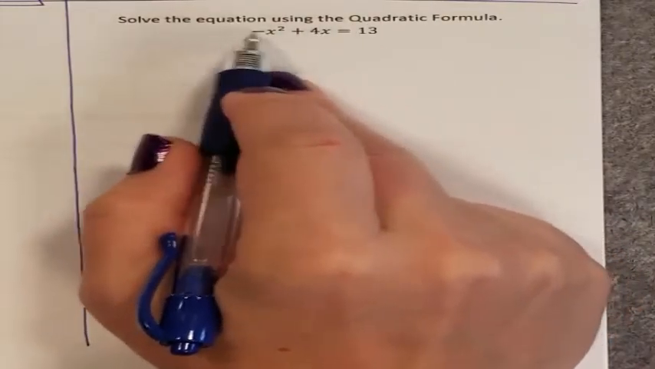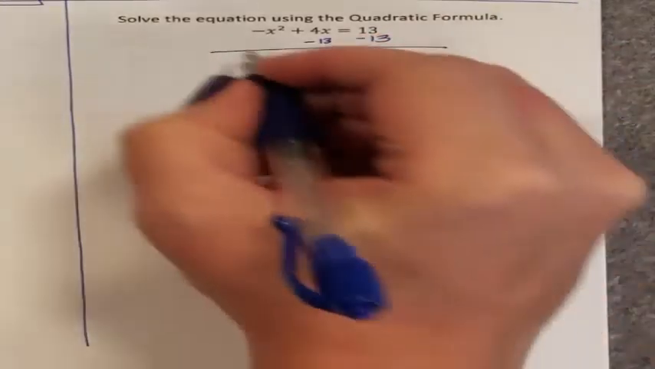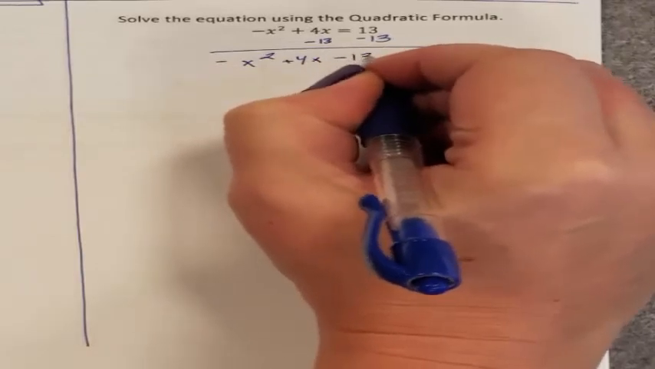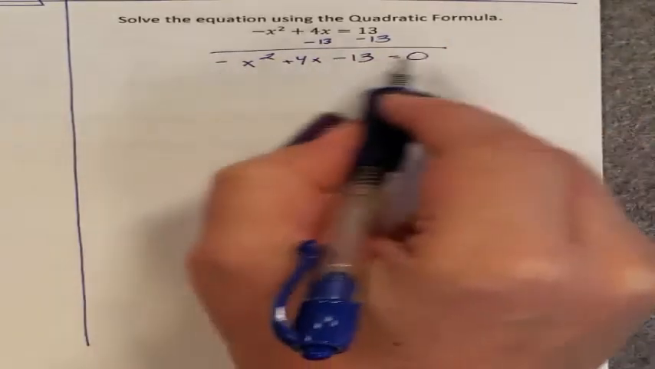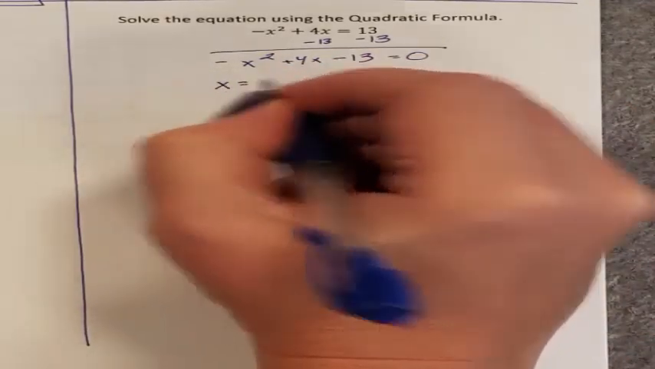Our last practice problem, we need to solve this equation using the quadratic formula. It's currently not equal to 0. So I'm going to subtract the 13 from each side so it is equal to 0. I have a negative x squared plus a 4x minus a 13 equaling 0. Now that it equals 0, and I have x squared, x, no x, I can use the quadratic formula.